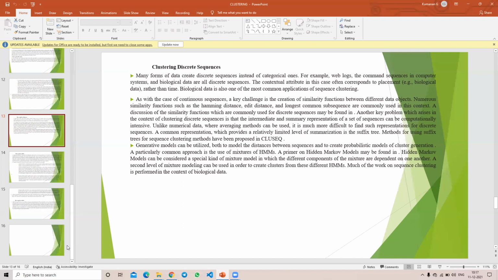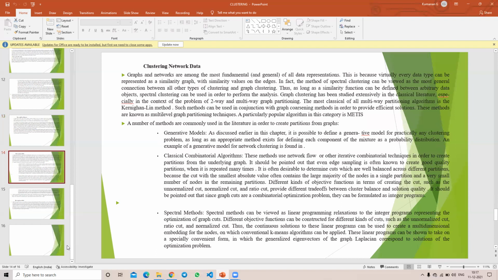Much of the work on sequence clustering is performed in the context of biological data. This is clustering in discrete sequences. Now, clustering in network data.